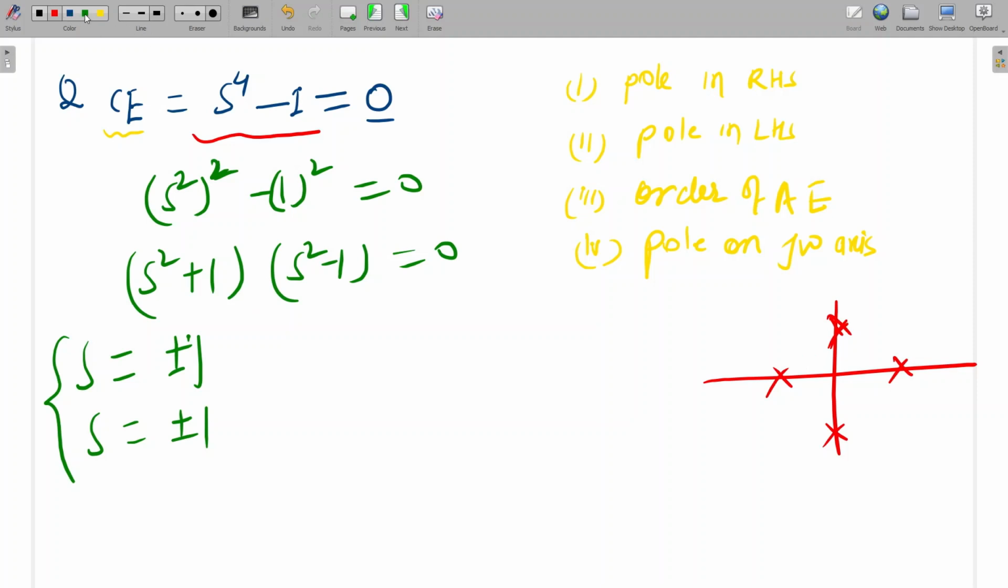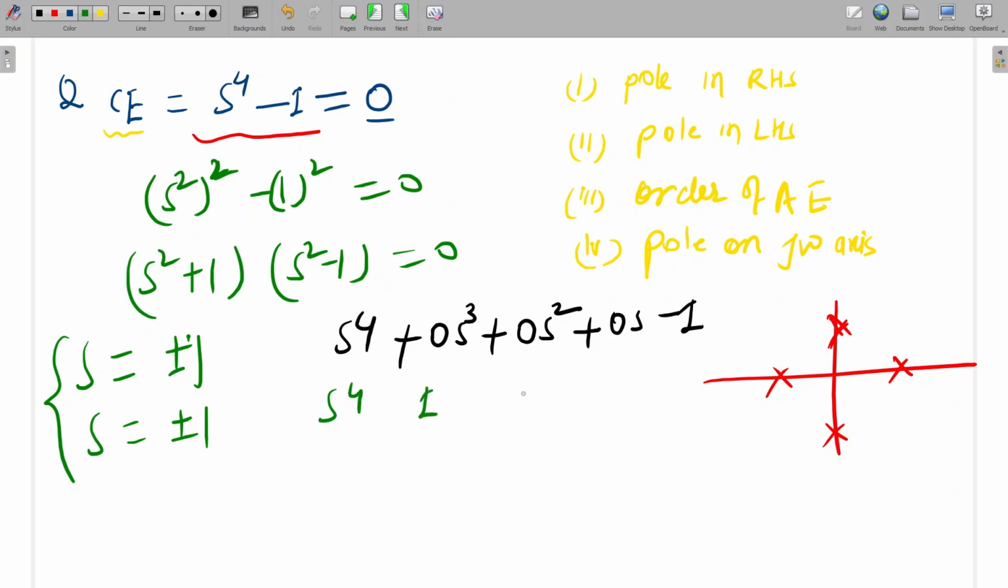Now I'm going to write the same thing with RH criteria. So s to the power 4 plus 0 s cube, plus 0 s square, plus 0 s minus 1. Is it correct? Yes, sir. So for s to the power 4 we write 1, 0, minus 1. For s to the power 3, that will be 0, 0, 0 only. All zeros coming means this will be row of 0.